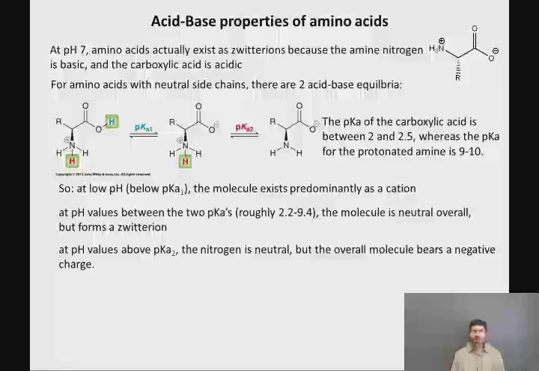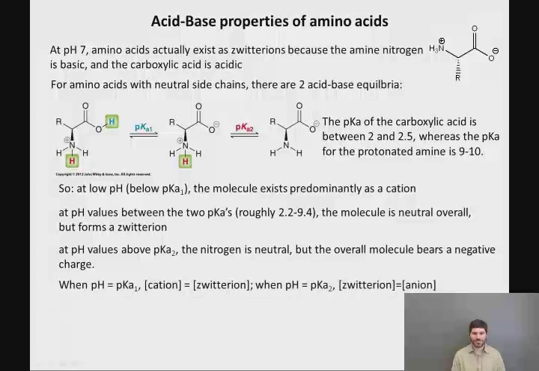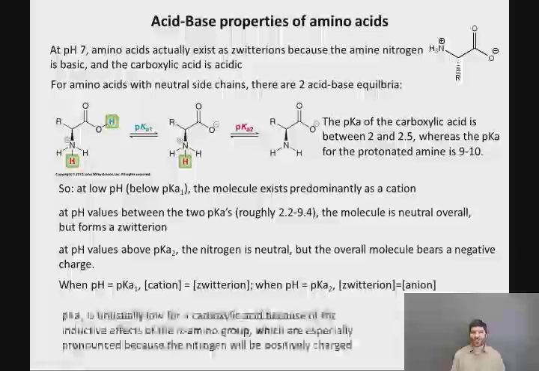So what about if the pKa equals the pH? Well, when the pH is equal to the first pKa, the concentration of cation on the left equals the concentration of Zwitter ion in the middle. And when the pH is equal to pKa 2, the concentration of Zwitter ion is equal to the concentration of anion. All of these principles that I just gave you are the consequences of something called the Henderson-Hasselbalch equation, which is something you learn about in general chemistry.